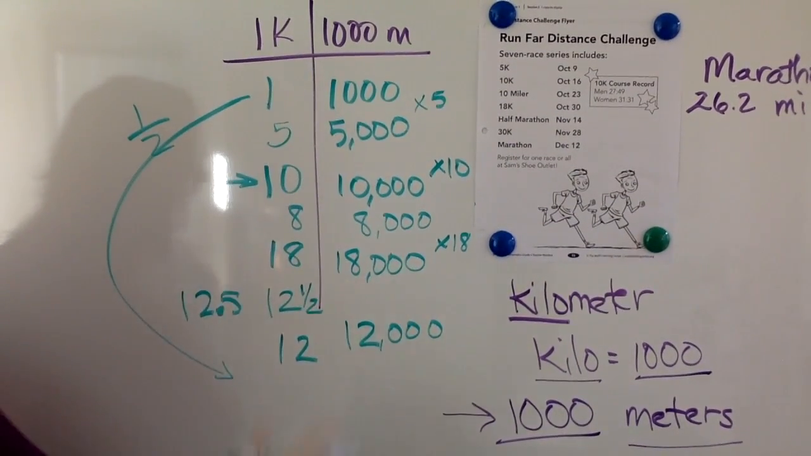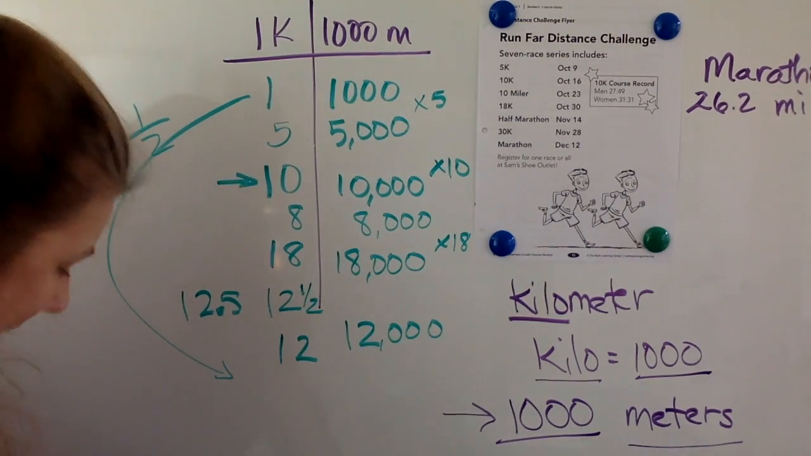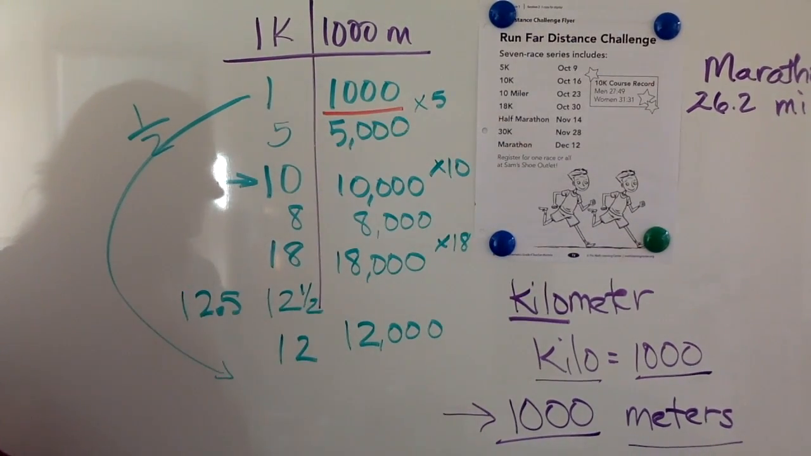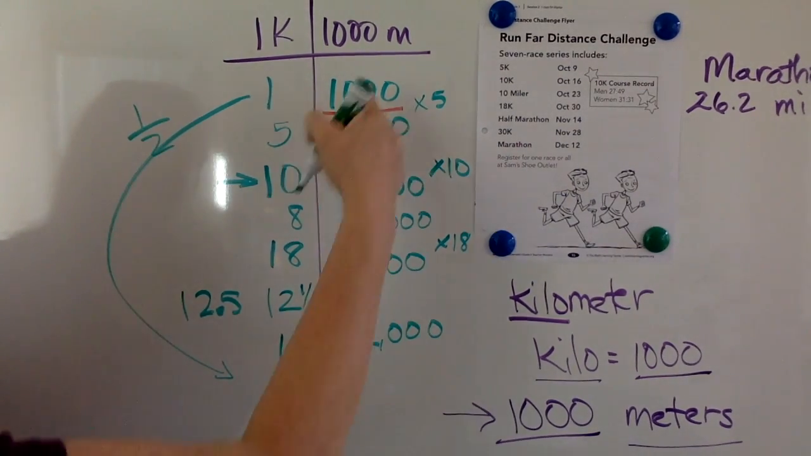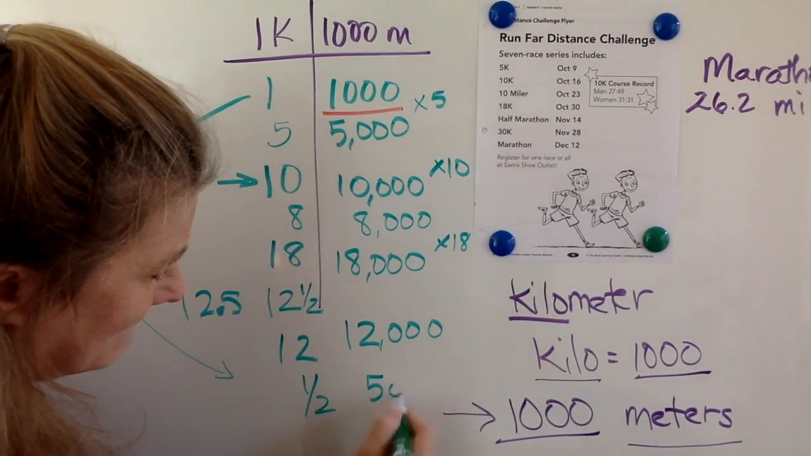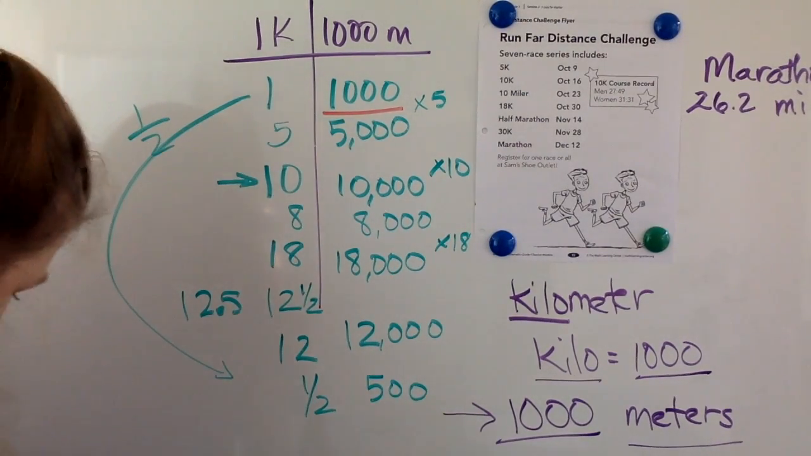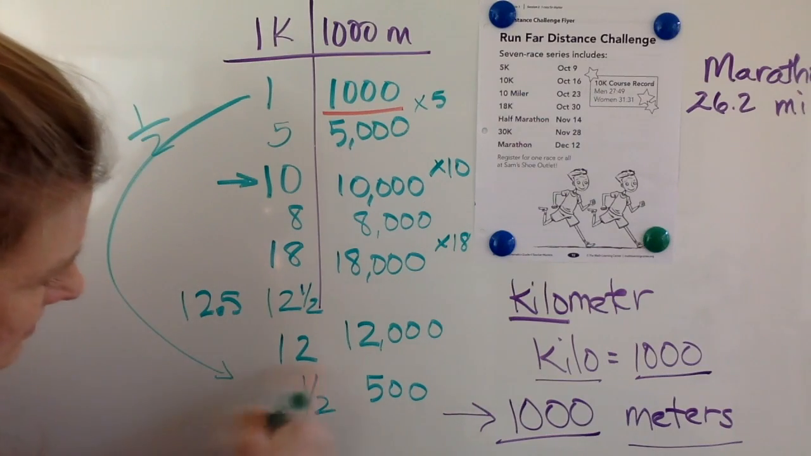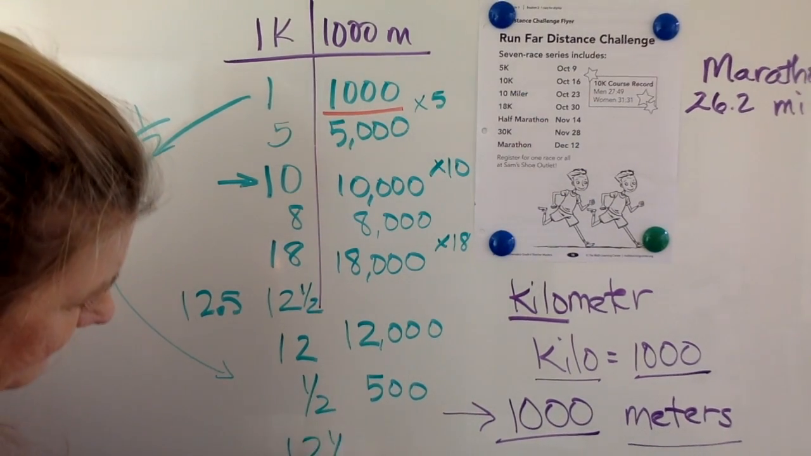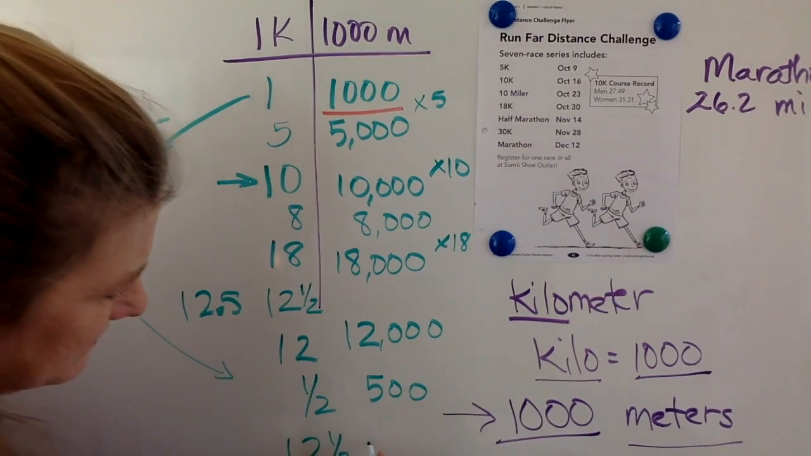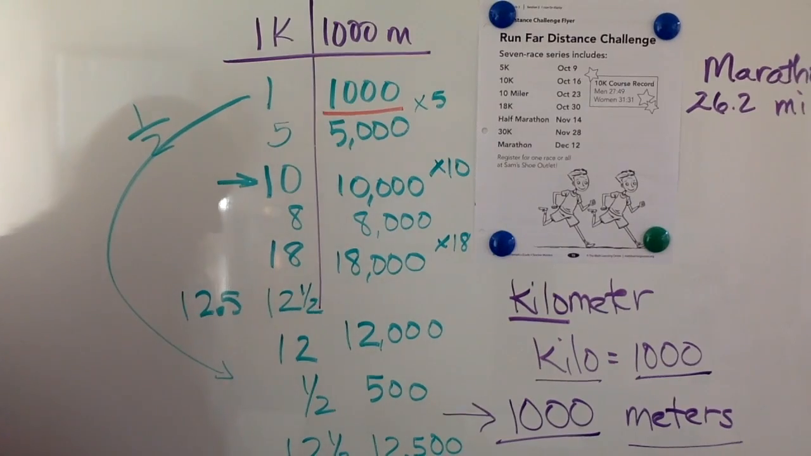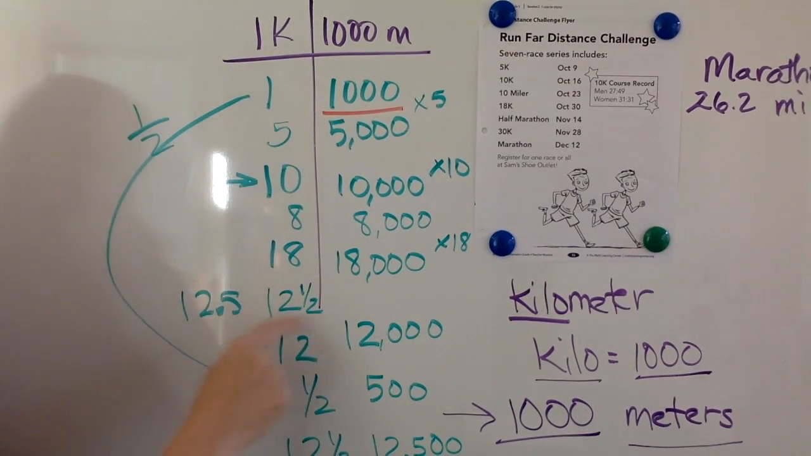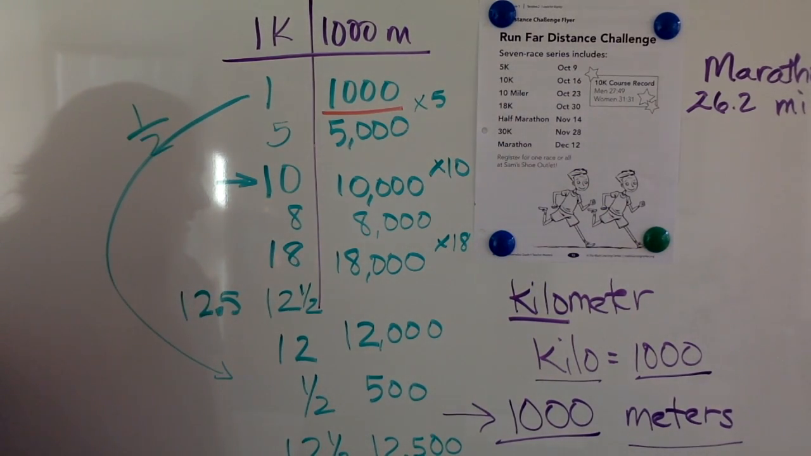Half of this 1K, or it's also half of 1,000. So half of 1,000 would be 500. Okay? So altogether, 12 plus a half, 12 and a half, and 12,000 plus 500, 12,500. So we know that 12 and a half K is the same as 12,500 meters.